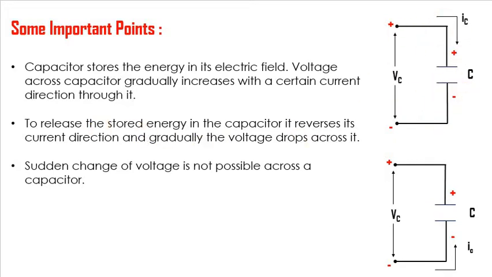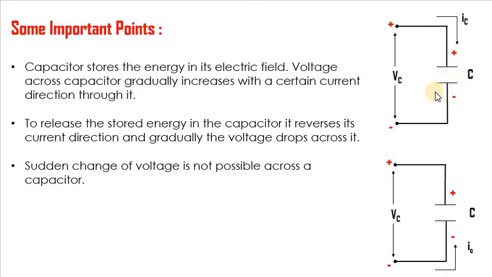And now what will happen when this capacitor is fully charged? To release the stored energy, it will reverse its current direction and gradually the voltage will drop across it. As you know, in the previous video, in case of inductor, in order to discharge itself, it was reversing the polarity across it, but the current direction was the same in both the cases, and the current was decreasing gradually. But the reverse case is here in case of capacitor.